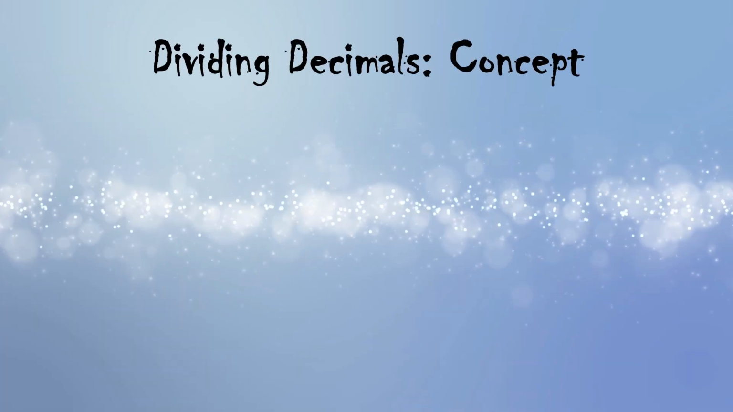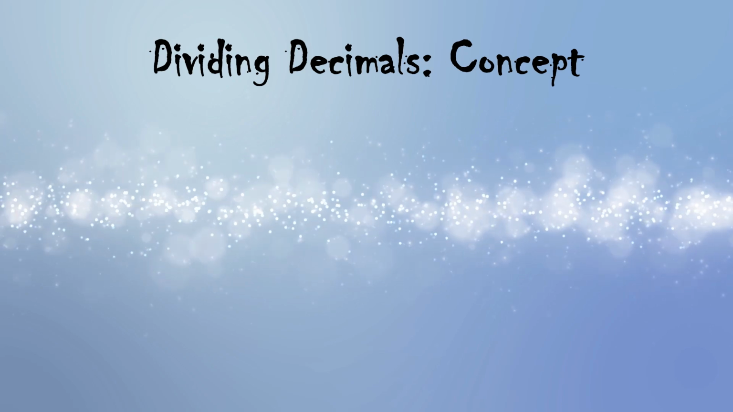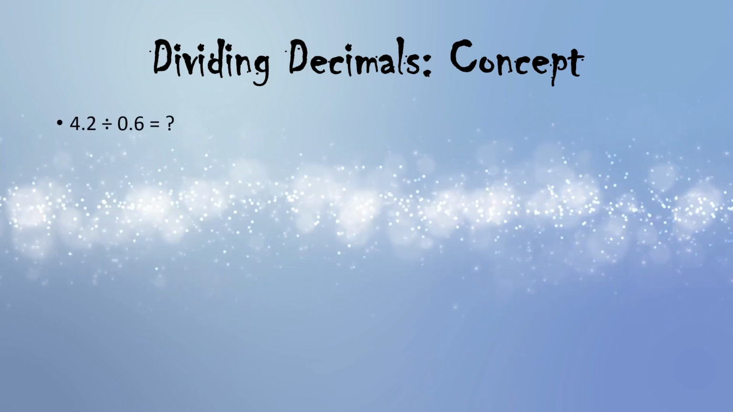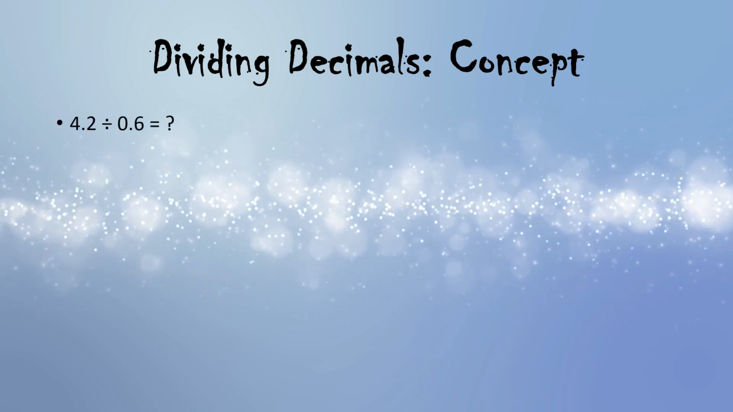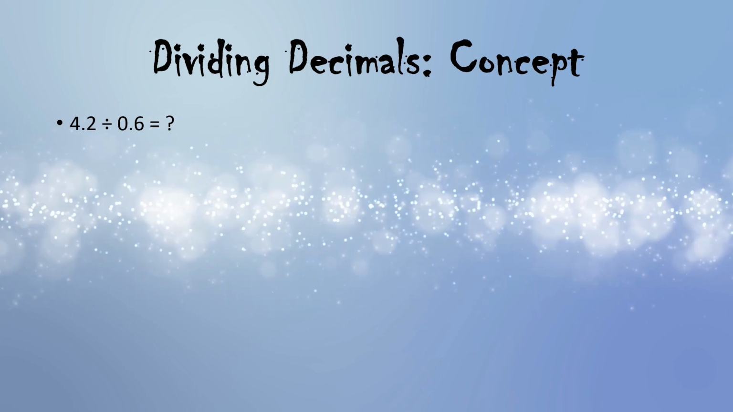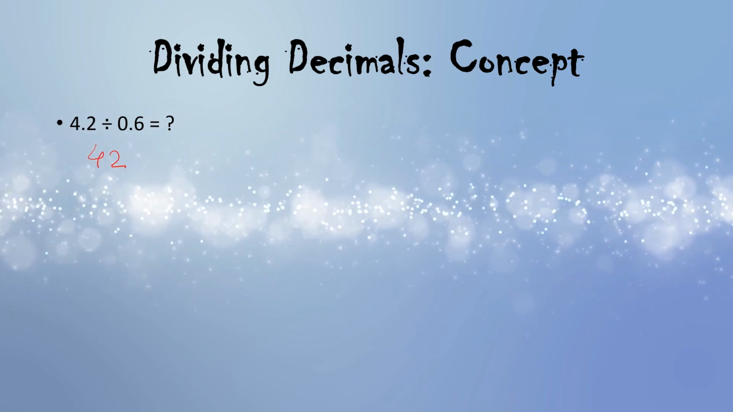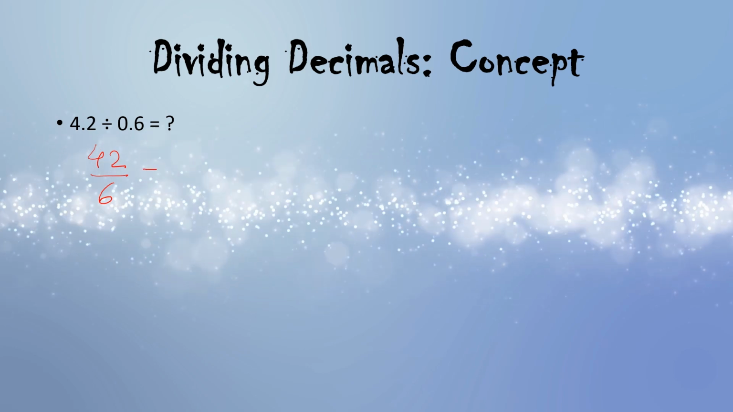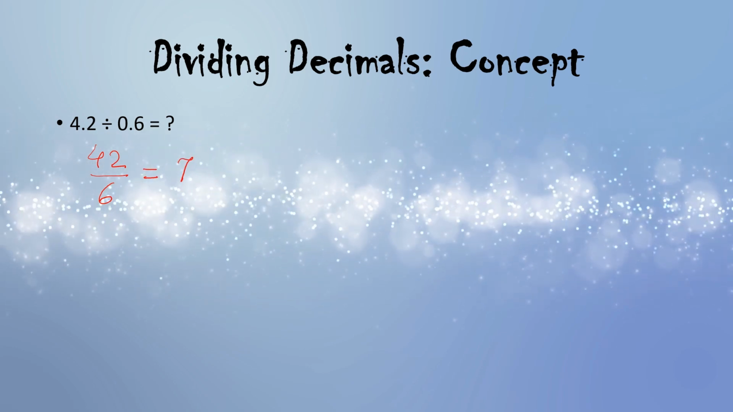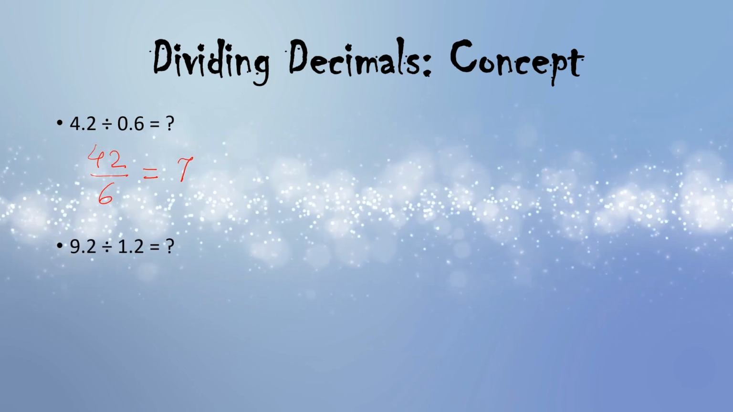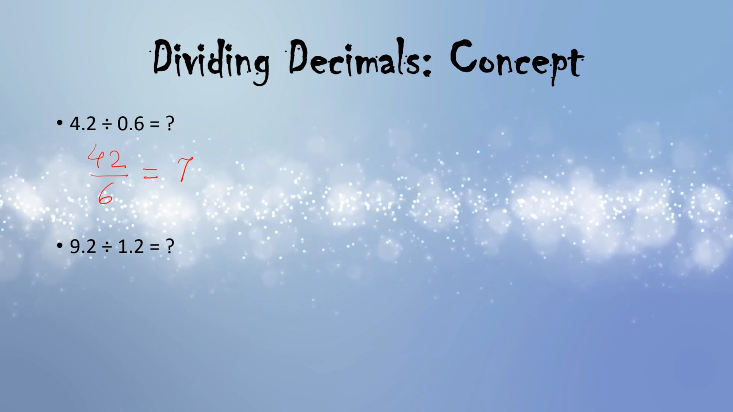Dividing decimals is similar to dividing whole numbers. For example, 4.2 divided by 0.6 can be tricky. So, we can simplify it by moving the decimal points to make whole numbers. 42 divided by 6, which gives 7. Now calculate 9.2 divided by 1.2 and comment your answer.